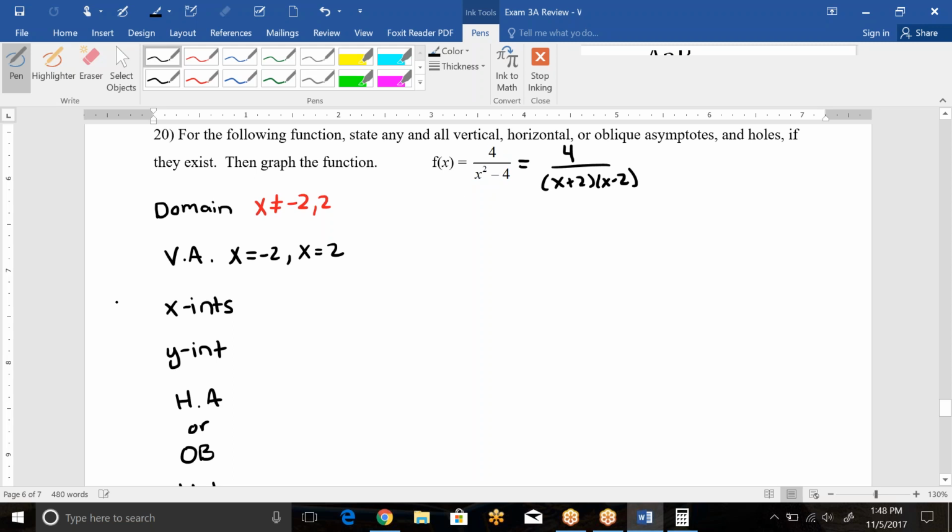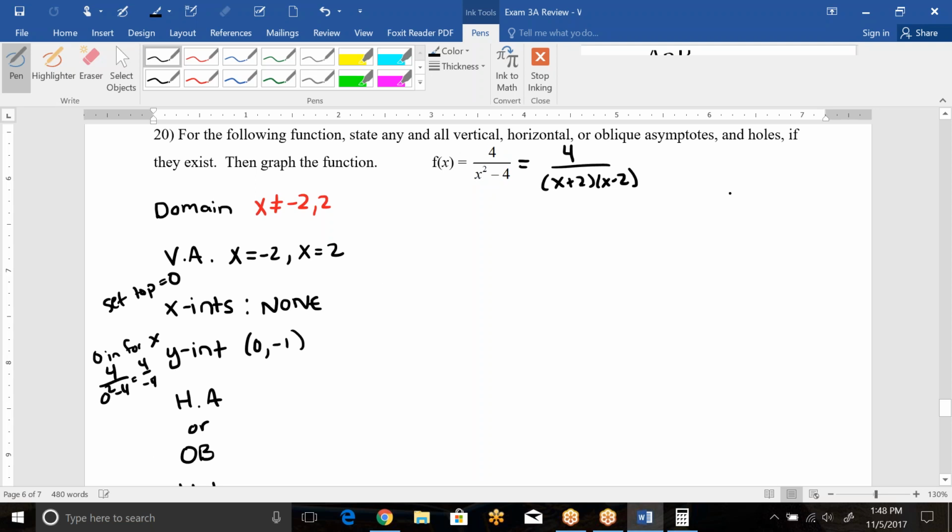X-intercepts are found by setting the top equal to 0 and solving for x. There's no x on the top, so we can't solve for x. So that means there are none for x-intercepts. The y-intercept is found by plugging in 0 for all the x's. So that would be 4 over 0 squared minus 4. So that's going to be 4 over -4, or -1. So (0, -1).